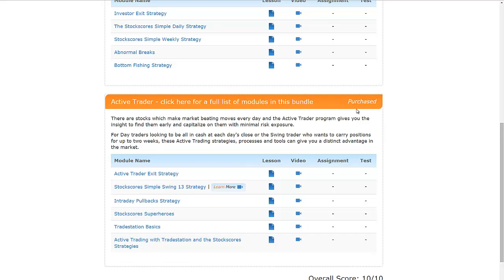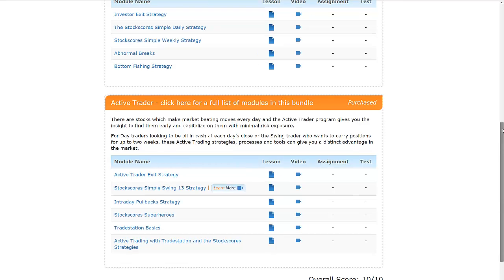Now you can see here that it says purchased. I've purchased these things. Well, I didn't purchase it, but of course I have access to it. And anytime you have access to a bundle, it'll tell you that you've purchased it. If you have not purchased that bundle or don't have access to it, then it will show you a price here. That is your upgrade price or the price to purchase.